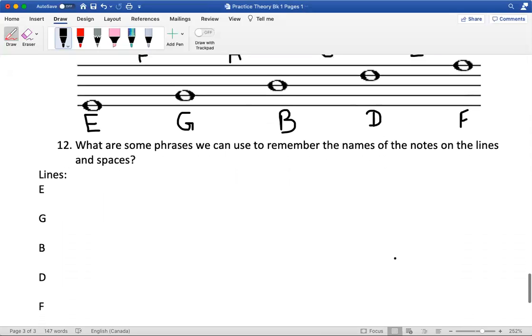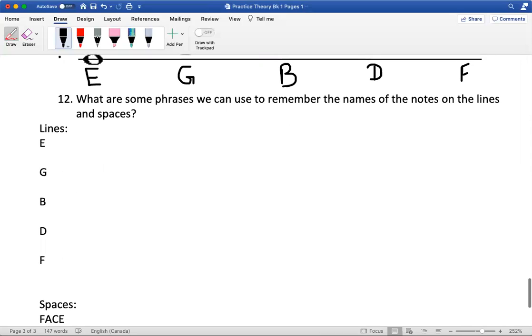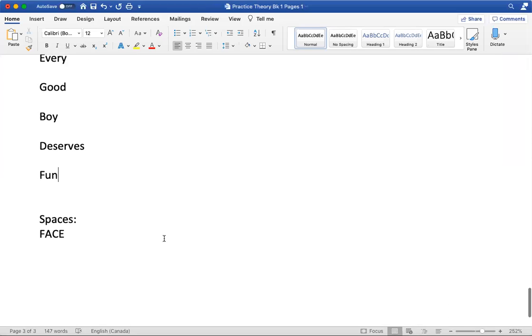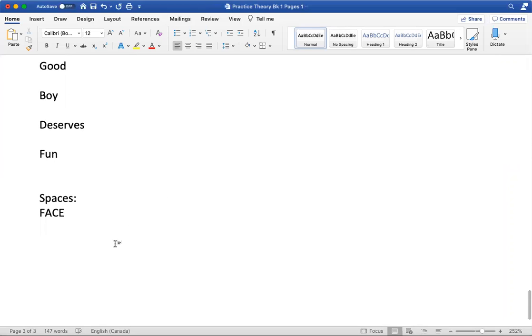What are some phrases we can use to remember the names of the notes on the lines and spaces? We have been talking about this, but now let's get back into it. E stands for every. G is good. B is boy. D is deserves. And F is fun. Then we get to spaces. And we have FACE, and we remember the face is in the space.